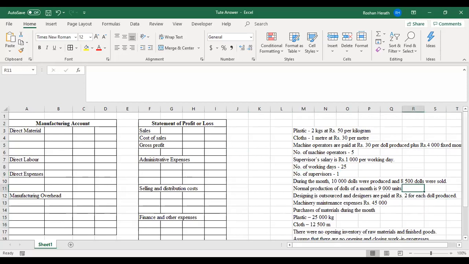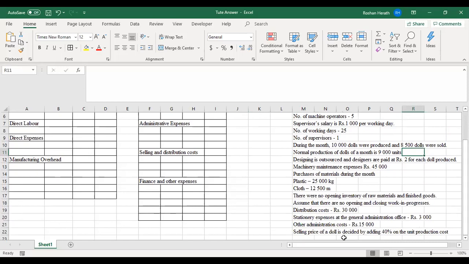And also one thing that I would like to help you with: when you come to decide the selling price, it says that the selling price of a doll is decided by adding 40% of the unit production cost. So having identified the production cost, you need to work out the unit production cost. Having identified that, you need to add 40% to get the selling price. And when you are taking this unit production cost, remember, as business organizations usually do, instead of taking the actual units, it is recommended to use the normal production, right?